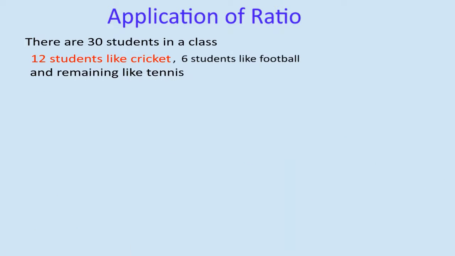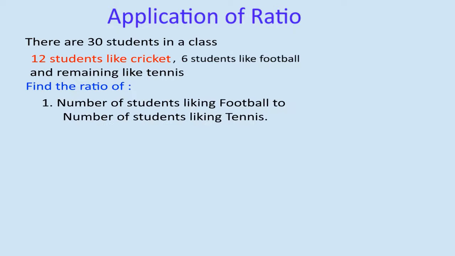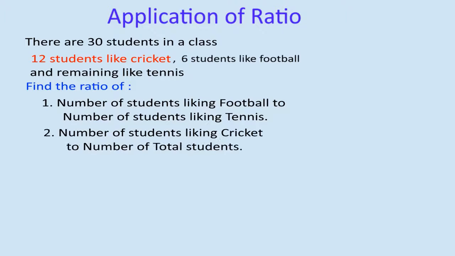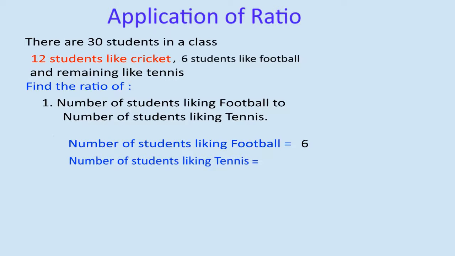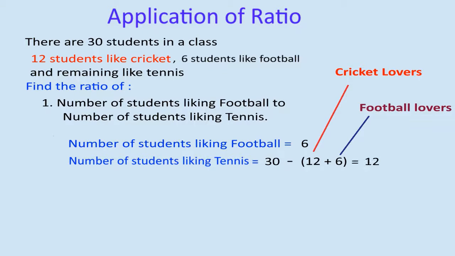Here we have to find the ratio of 1. Number of students liking football to number of students liking tennis. 2. Number of students liking cricket to total number of students. Let us solve the first question. Here we have to find the ratio of number of students liking football to number of students liking tennis. For that we need the number of students liking football and the number of students liking tennis. Here we have to find the number of students liking tennis.